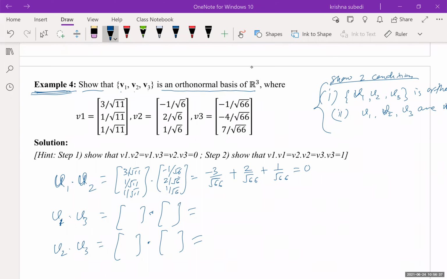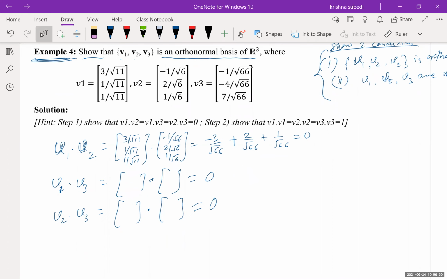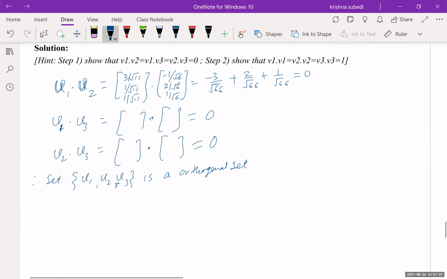Okay, all right, so guys, you already got the answer for all of these. I can see that in the chat box. Yeah, so this one is also 0, this one is also 0. So that means we can say that therefore the set v1, v2, v3 is an orthogonal set. Any question so far?